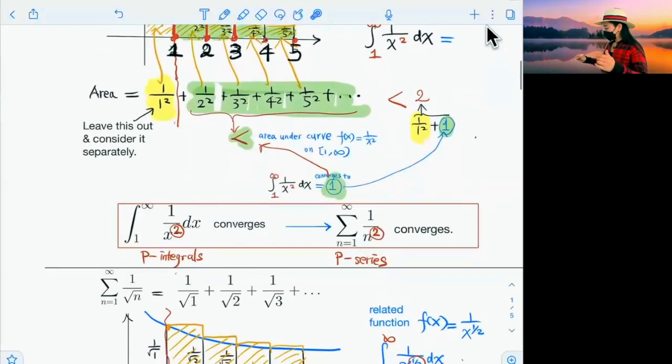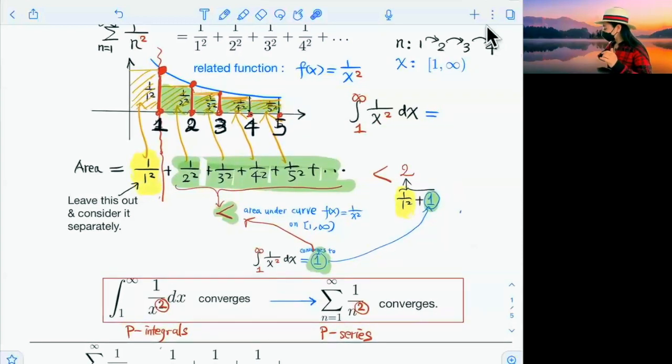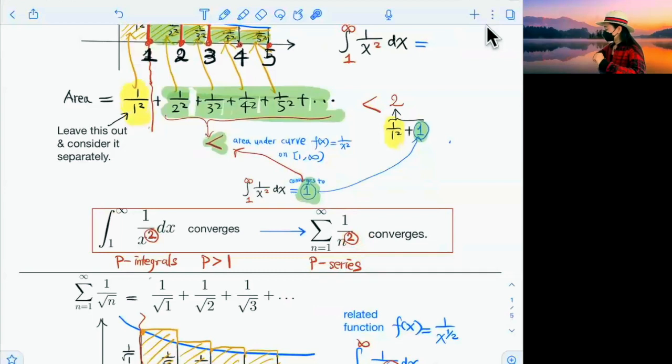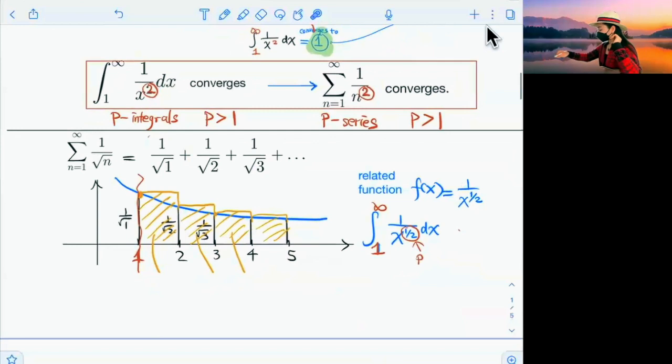So now we can actually generalize this. If the P here is greater than 1, we can use a similar method to prove that the series over here is going to converge when P is greater than 1. So when P is greater than 1, this P series here is going to converge.